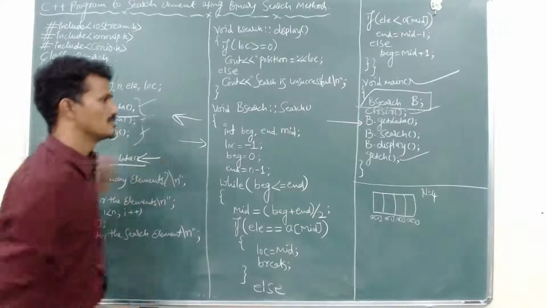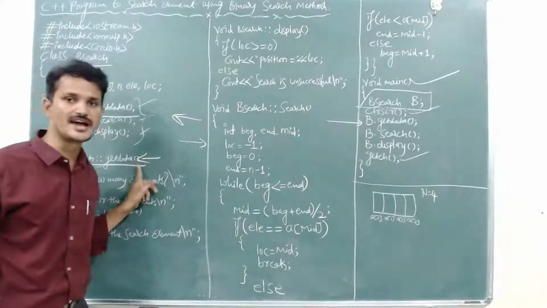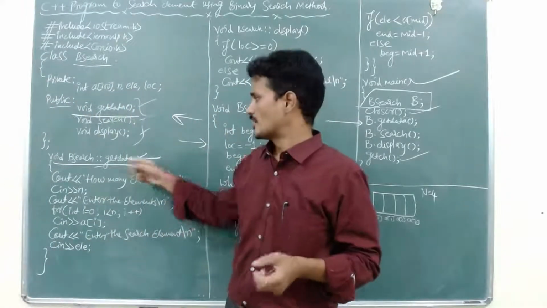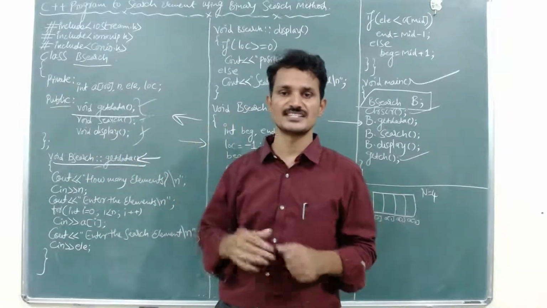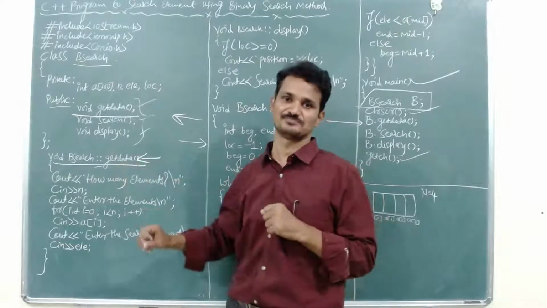Okay. Directly I go to this getData member function here. I'll come from this particular line to this particular line. So I'll just come and hit this line: void BSearch, two colons, that is called the scope resolution operator, getData is a member function.